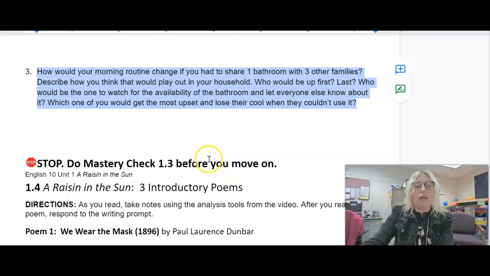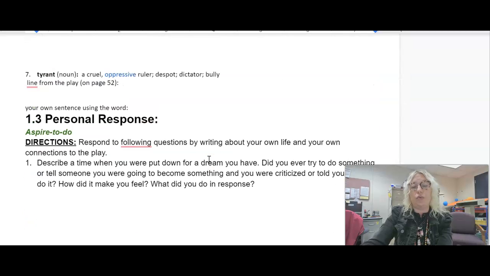Chicago. All right, once you have finished 1.3, you can take the mastery check. Good luck as you work, and feel free to work on this with somebody else, okay? Makes life a little bit more pleasant sometimes. All right, good luck to you.